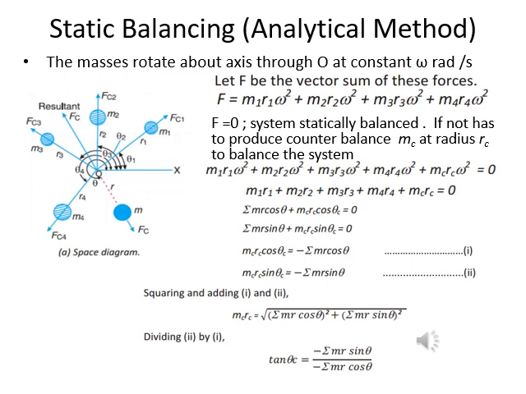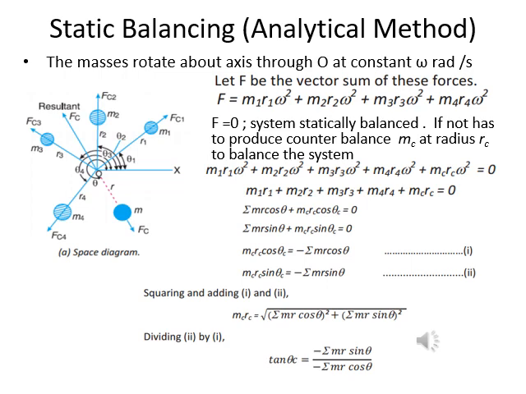For the analytical method, you have to consider, for example, here in the space diagram, you have at least 5 masses, and each of the 5 masses has its own mass m1, m2, m3, m4, and so on. You also have to consider the distance of each mass from the point of rotation. Because this is rotation on the same plane, you have to consider the angle with respect to the reference axis, which will be the x axis.